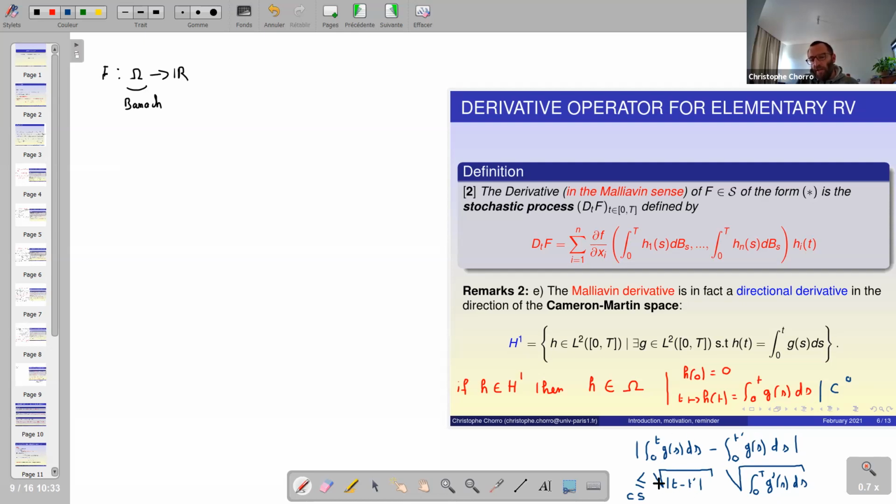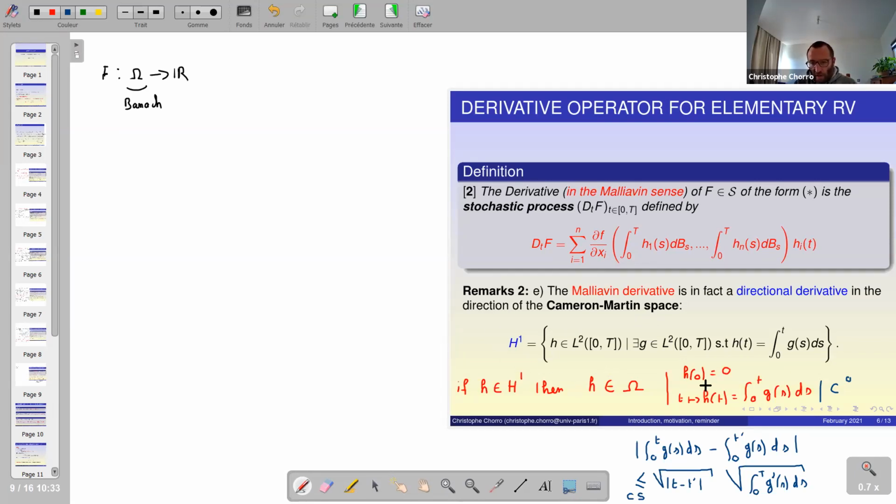And you see that here I am in fact more than continuous. I am uniformly continuous because I have this inequality. When t goes to t prime, this term goes to 0, and so does this one. So I have the continuity, and in fact more than continuity, because the continuity is controlled by the difference between t and t prime. So if I am in H1, H1 is a subspace of Omega.